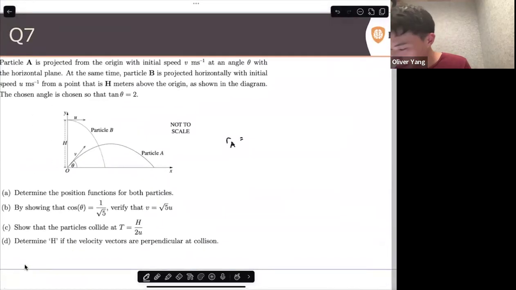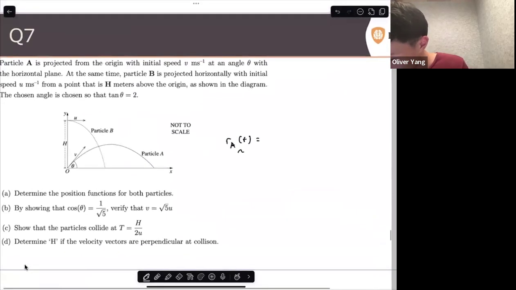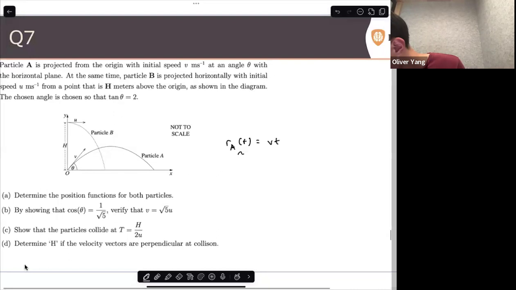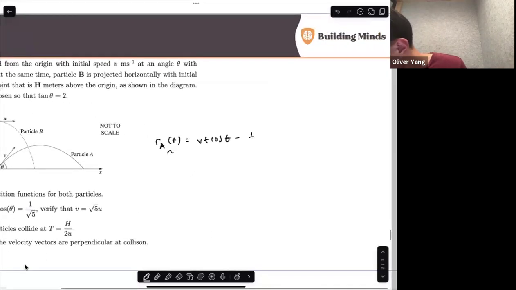So r of t equals, well, we know that initially it's projected at v t cos theta i plus v t sine theta minus half g t squared j.